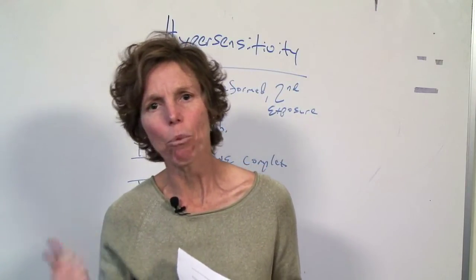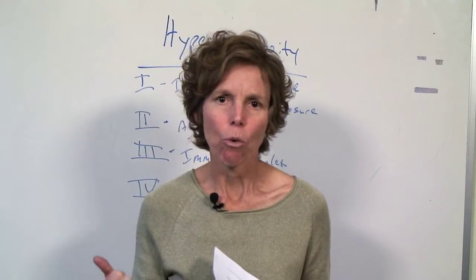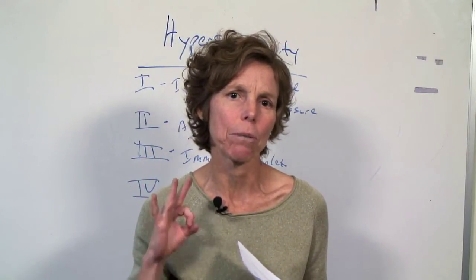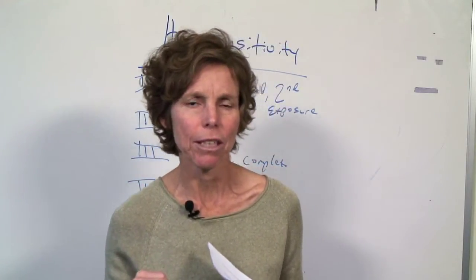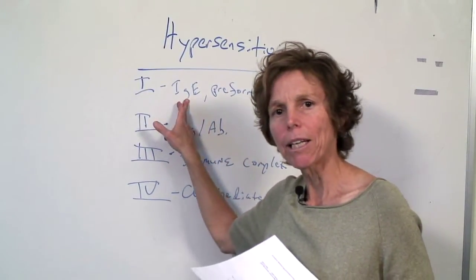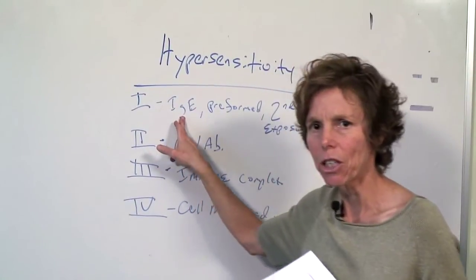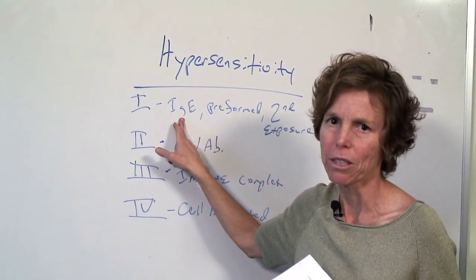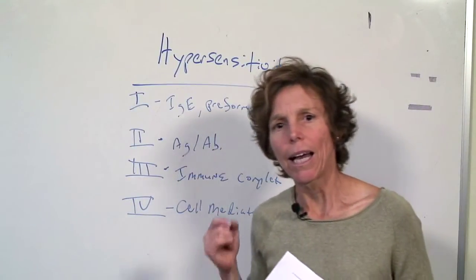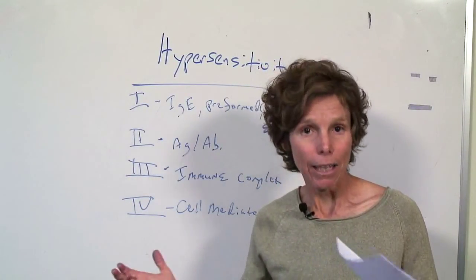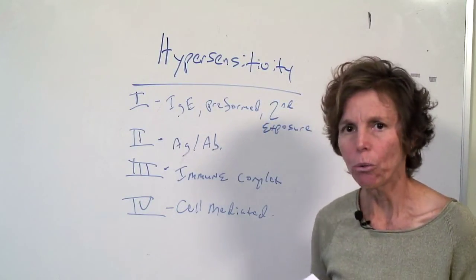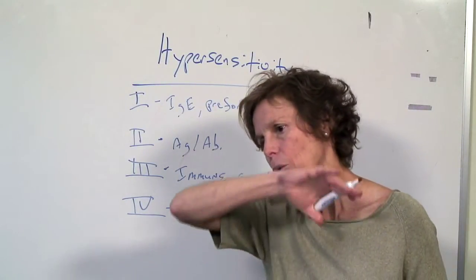So you have type 1 hypersensitivity. There are 3 components that have to be present for it to be type 1 hypersensitivity. The first one is that it's IgE mediated. If you don't have an increase in IgE, then it's not type 1 hypersensitivity. The second one is that you have preformed antibodies, i.e. IgE antibodies.